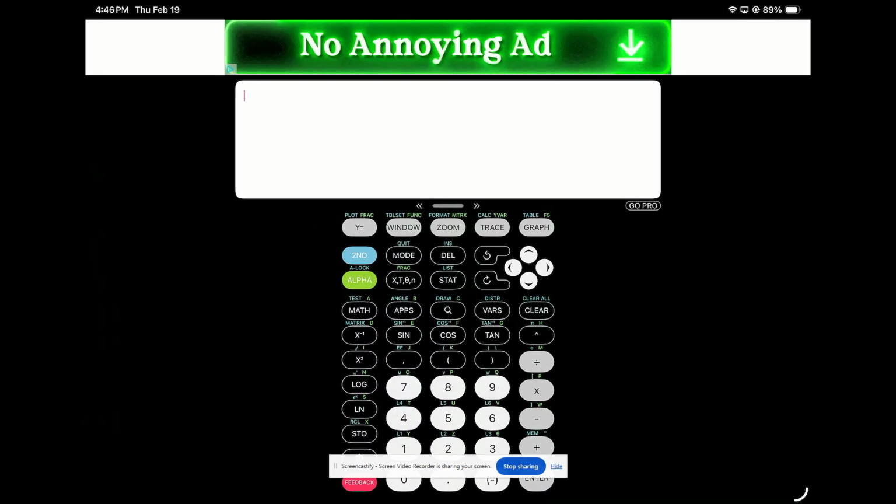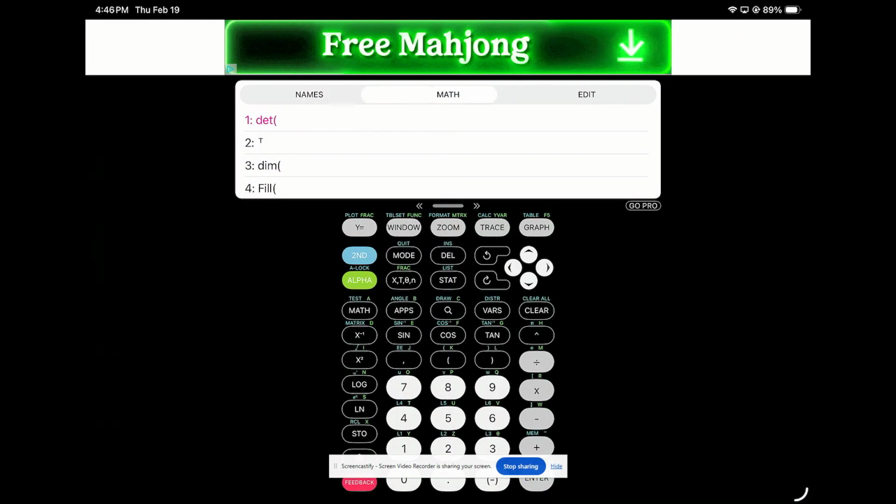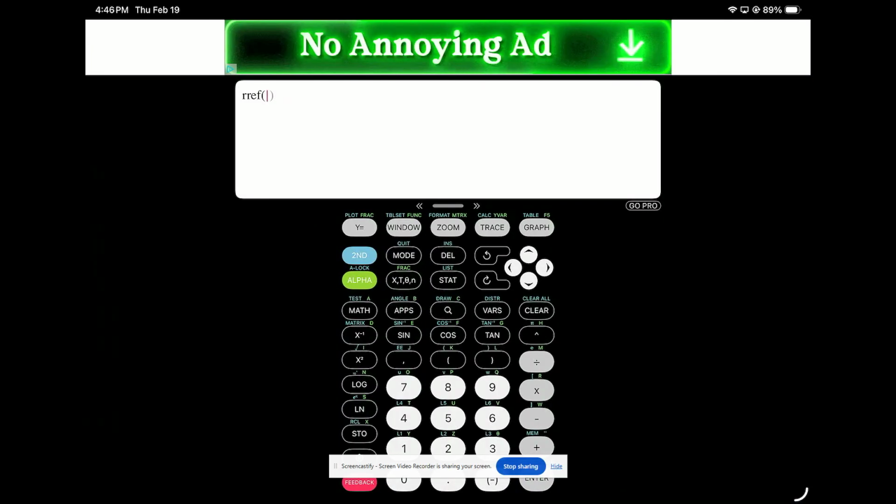We're going to do second and then x to the negative 1, which is matrix. We're going to scroll to the right. And then I always scroll up because that's the quickest way to RREF. And I'm going to push enter. That brings it out to the home screen. So make sure you're there. I'll give you a second.